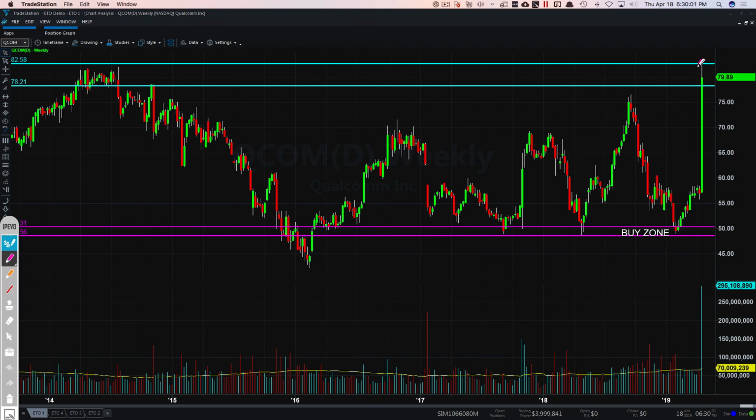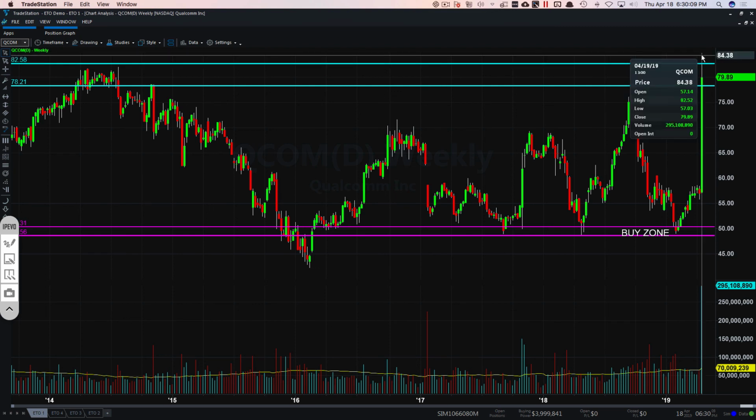I mean, it kissed it exactly. It went right to that zone. The zone is at 82.58, the top of the zone. What was the high? The high, 82.52, 6 cents away from the top of the zone. That's how precise these zones can be when they are re-entered.